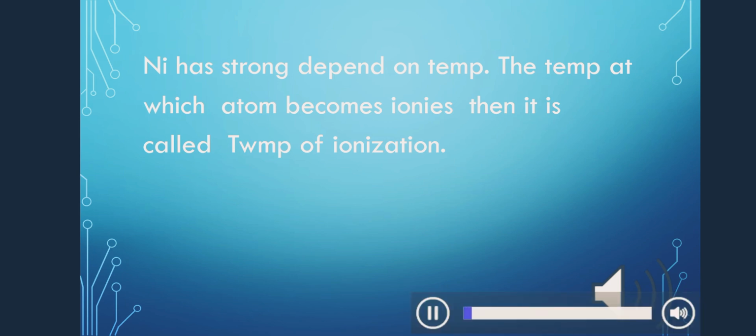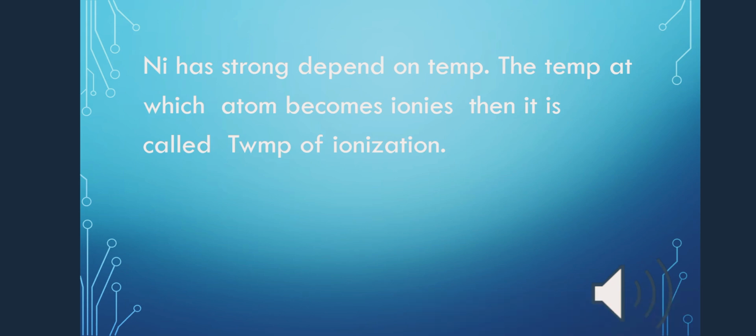Ni depends on temperature and Fermi level depends on temperature. So if we dope any semiconductor with any impurity atom, then the initial electrons are loosely bound to the nucleus, and only upon raising the temperature do electrons come out and move freely. As the temperature rises the atom also becomes ionized, so Ni strongly depends on temperature. The temperature at which the atom becomes ionized is called the temperature of ionization.